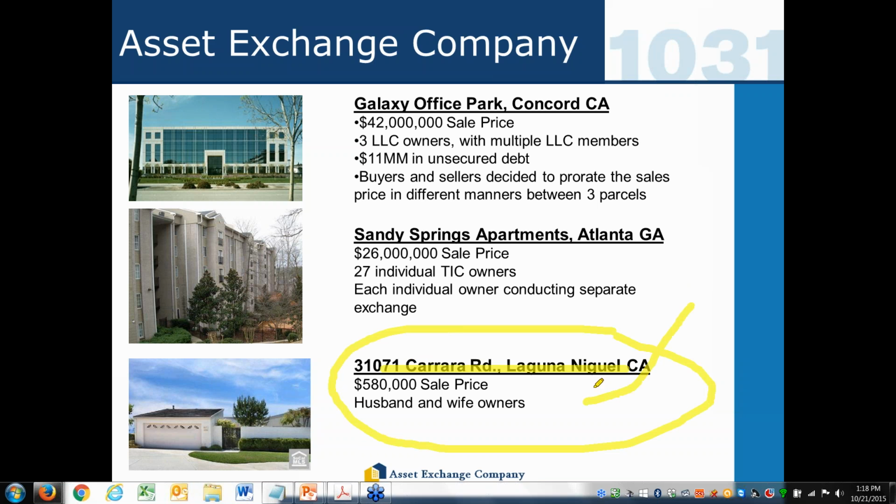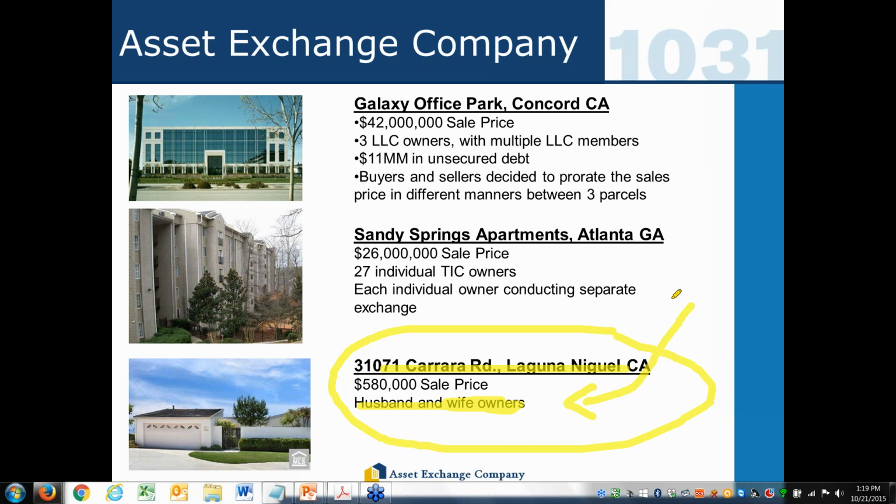Now, this Laguna Niguel property was owned as a primary residence by a husband and wife, and about 7 years ago, they moved out and they converted the property into a rental. After about 7 years of renting the property, they said, well, geez, we own this thing free and clear, and we're only producing $2,500 a month in rent. If we sold it and exchanged into something bigger and better, like a 4-unit apartment building, we can probably triple the amount of rent that we get. And that's exactly what they did.